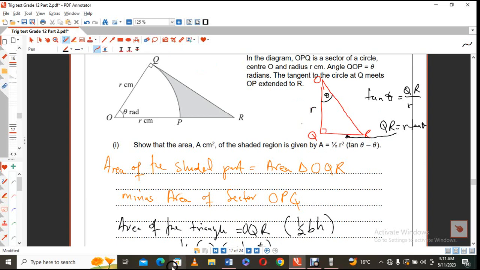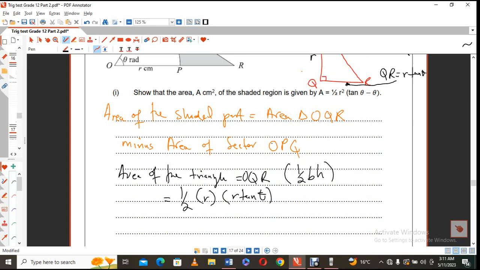Okay, so my triangle is like so. So half base times height. So let's calculate the area of the triangle. Of course, if you multiply out this area, you're going to have a half r squared tan theta.